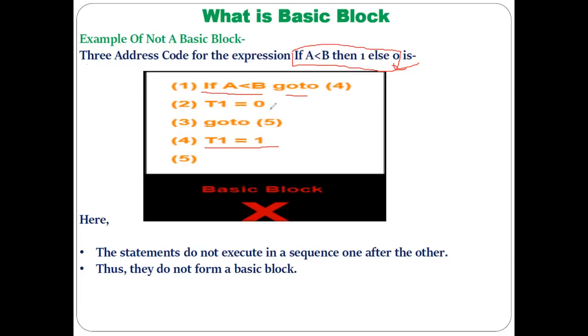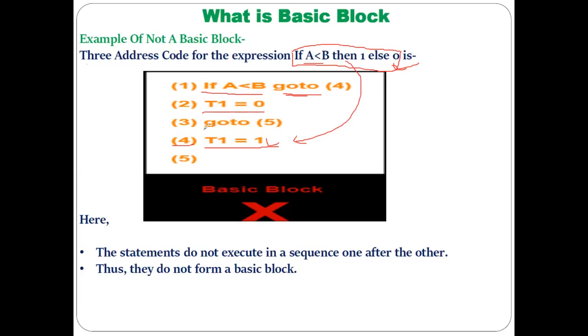So here while you are writing the intermediate code, you have to write like this. If A is less than B, go to 4. The number 4 instruction is where you have written t1 equal to 1. That is the then part, t1 equal to 1. But if this is false, then what? Else 0. So here you write t1 equal to 0. If false, you write t1 equal to 0.